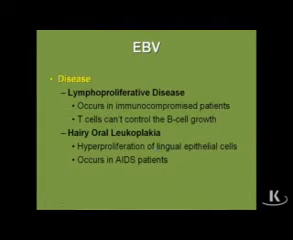Now, hairy oral leukoplakia is something that happens quite frequently in AIDS patients as more of an opportunistic type infection. And what happens is the tongues of these patients start projecting these little hyperproliferations, and so it almost looks like there's hair projecting from the tongue. And that is also caused by EBV as it's functioning in more of an opportunistic infection.